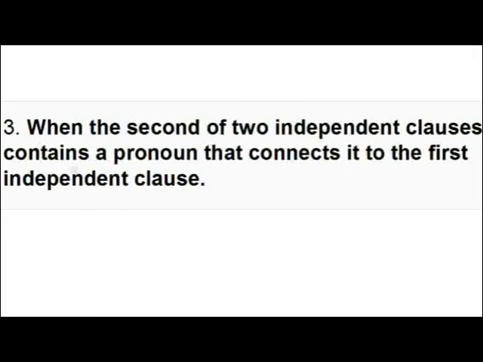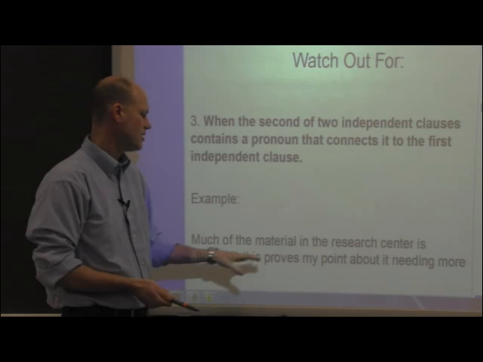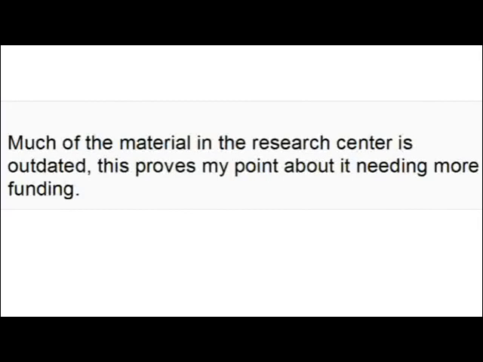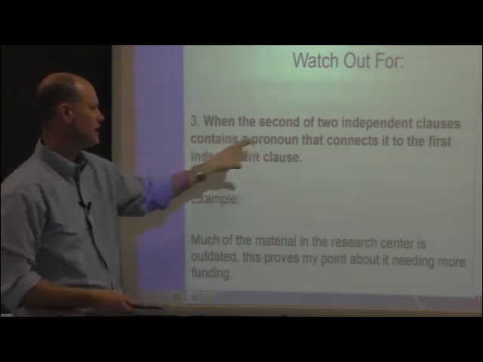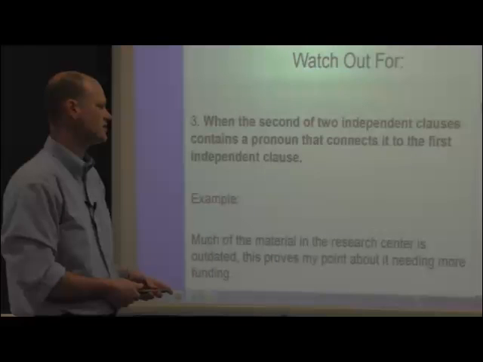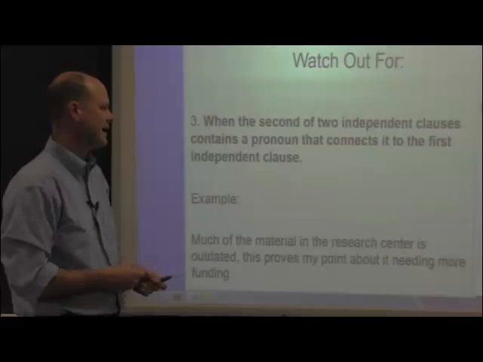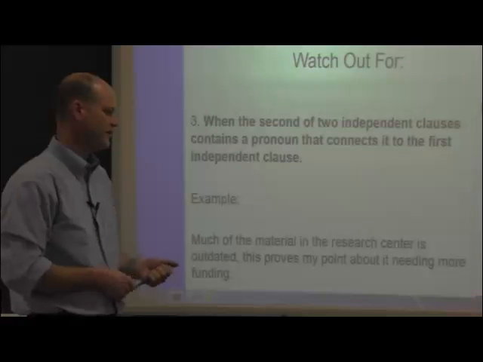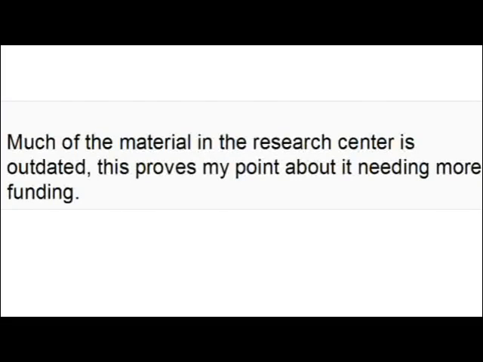Another thing to watch out for is when the second of two independent clauses contains a pronoun that connects it to the first independent clause. Here's what we mean. There's an example. "Much of the material in the research center is outdated. This proves my point about needing more funding." So you have two independent clauses, and the second one contains the pronoun. All right, it connects it to that first independent clause. So once again, looking more like a comma splice, you'll need to fix this part up here.